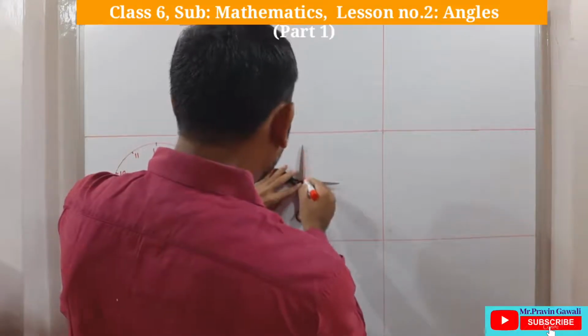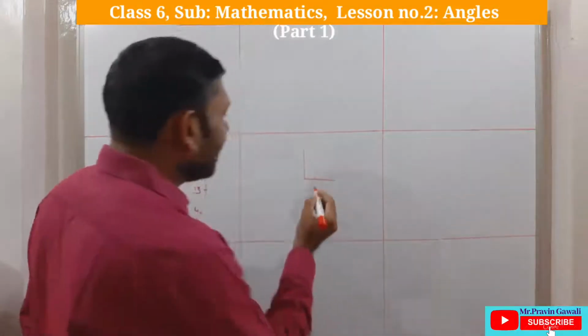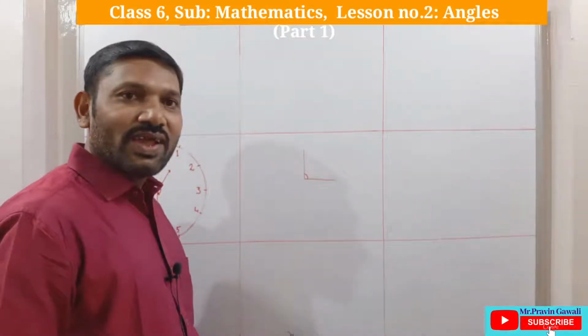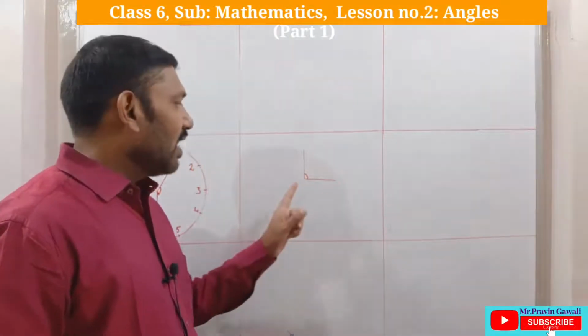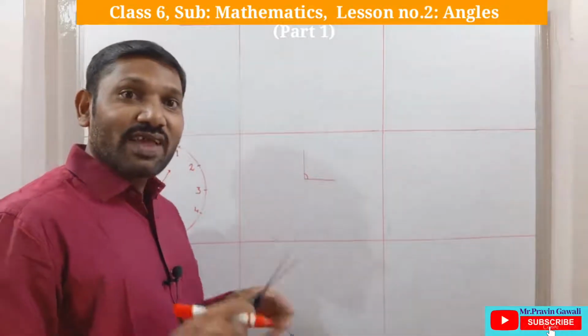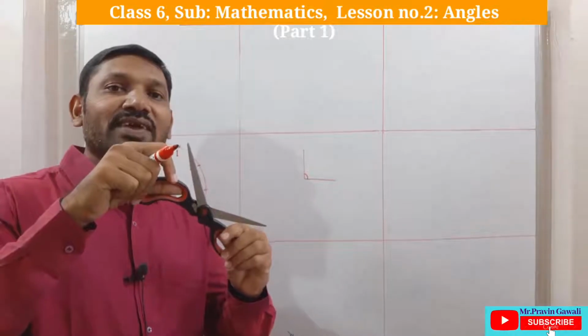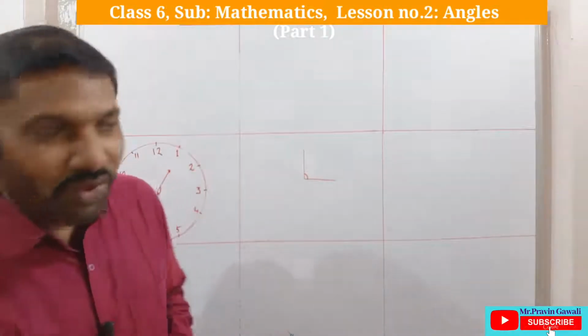If I draw lines, we can see here an angle. A right angle is formed. We have learned in the previous class that a right angle can form, an acute angle can form, and an obtuse angle also can be formed. Okay student, have you understood? Now one more thing I would like to show.